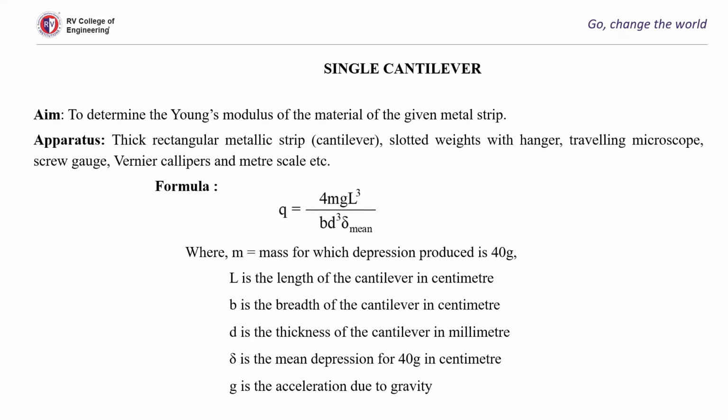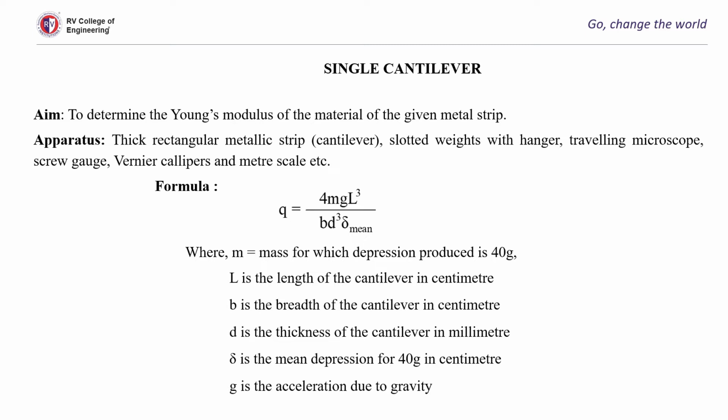Here is a demonstration of an experiment titled Single Cantilever. The aim of the experiment is to determine the Young's modulus of the given material of the metallic strip. All of you have heard of the three moduli which we come across in elasticity: Young's modulus, rigidity modulus and bulk modulus. Young's modulus is the ratio of longitudinal stress to longitudinal strain. That is what we are finding out in this experiment.